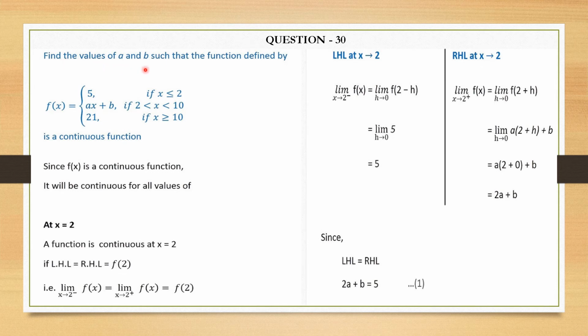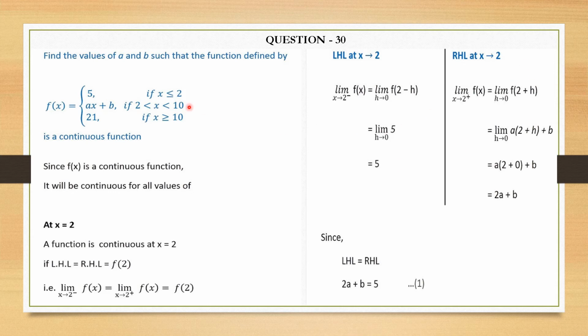Question number 30. Find the values of a and b such that the function defined by this is a continuous function. Now you know that I have to check that the function will be continuous at x equal to 2. I have to check when LHL equal to RHL equal to f of 2, and again at 10 also, LHL equal to RHL equal to f of 10. So at x equal to 2, LHL will give you f of 2 minus h, which is 5. For less than 2 it is 5.